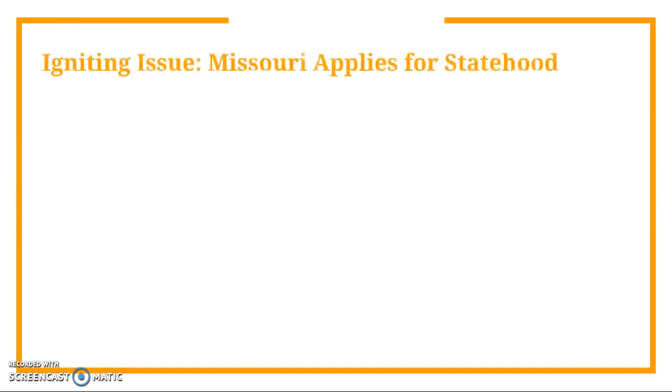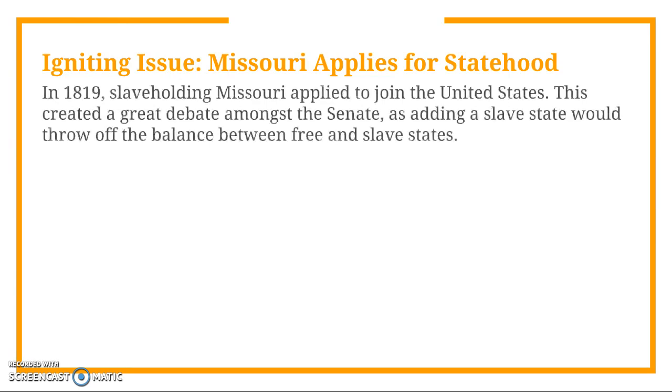Now, an igniting issue that occurred around this time period was that Missouri applied for statehood. And this happened in 1819, and it was important because Missouri was a slave state. And this created a great debate amongst the Senate and amongst the country as a whole, because adding one slave state would throw off the balance between free and slave states.